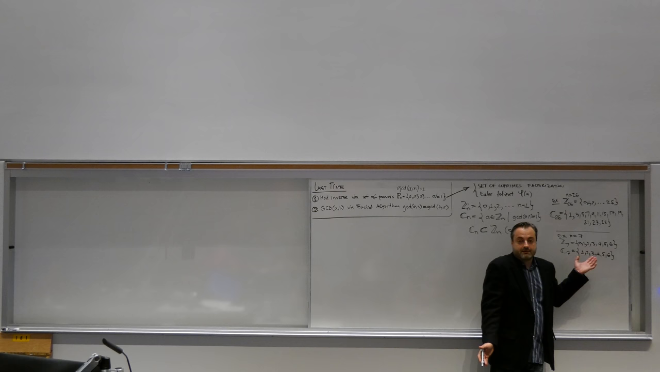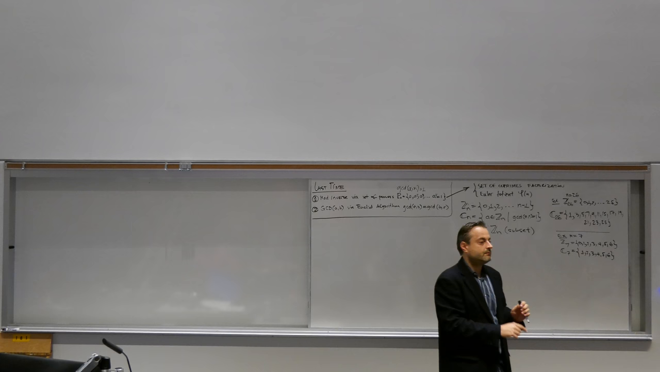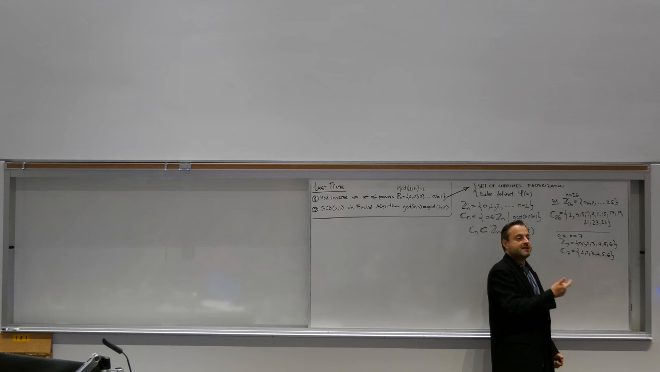Zn is all remainders. Cn is only the coprime remainders, the ones that have no common factors. So if you pick a prime number like 7 or 11 or 19, everything except 0 is coprime with that prime, because the only common factor possible is the prime itself. So if it's not 0, everything is coprime. Very good.